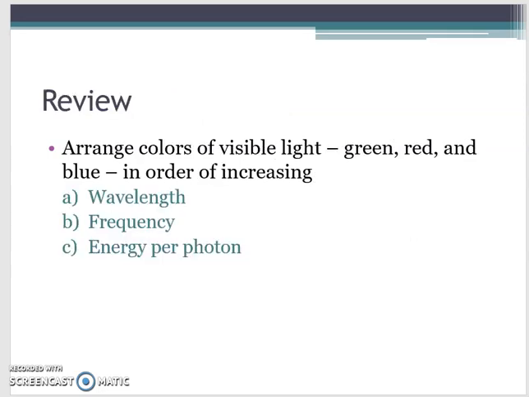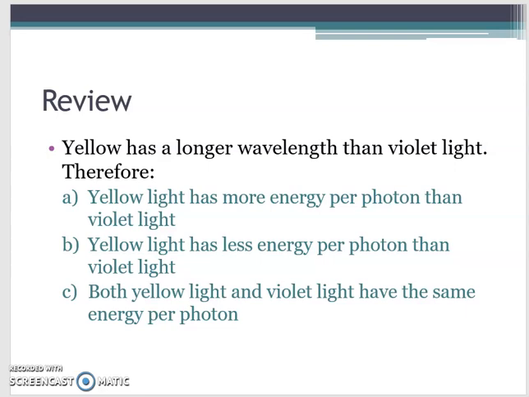Here are some review questions. You're welcome to pause the video and look at them again. We talked about these in your last set of notes. So, arranging colors in order of increasing wavelength, frequency, and energy. And then answering this question about yellow light, which has a longer wavelength than violet. So which one of these would be true?